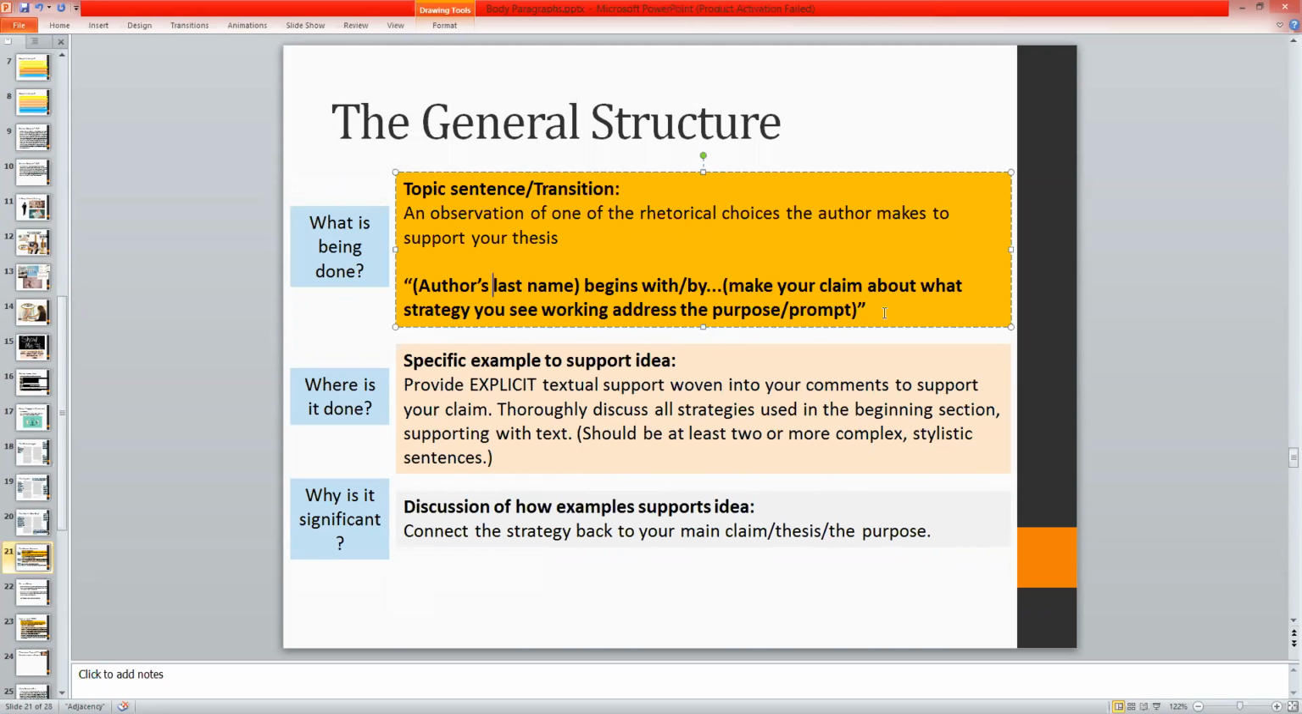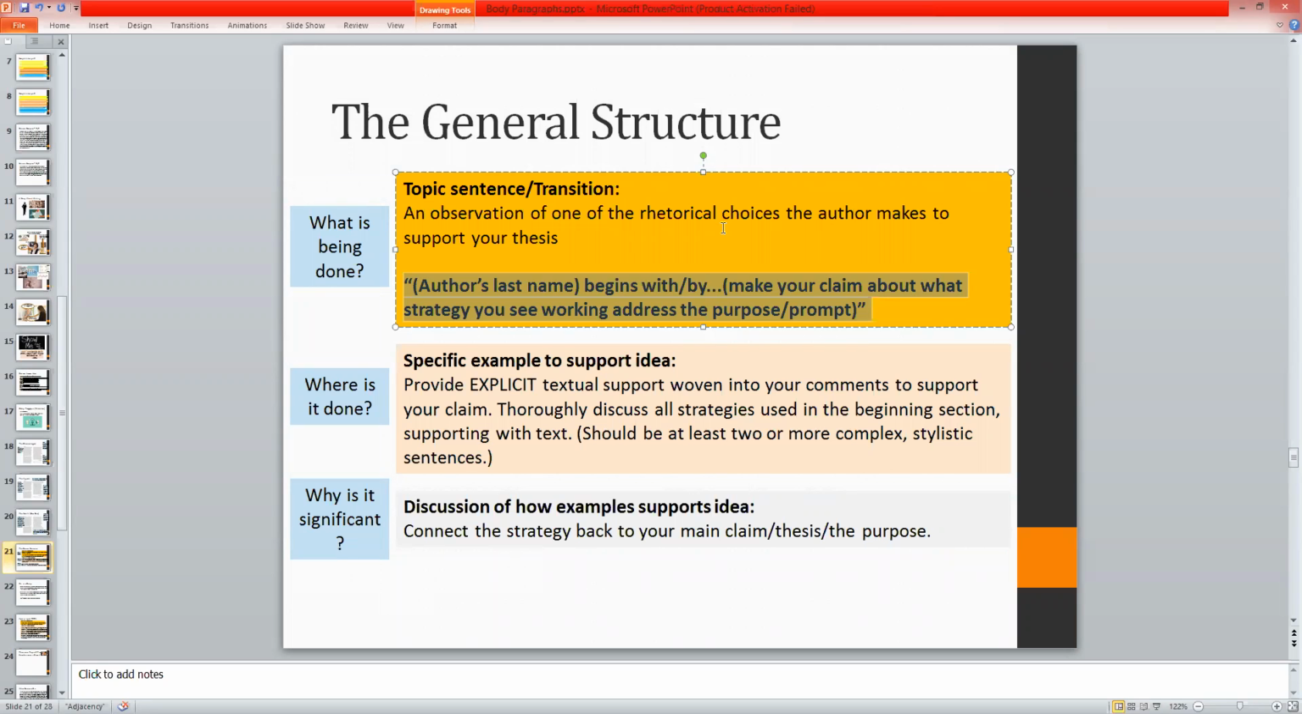I give you a sample structure to work with, especially for the first body paragraph. If you're super stuck and you're thinking, how do I start this whole thing? Here you go. Author's last name, Lewis begins by blah, blah, blah, right? That's all you gotta do to start off your entire essay, just to begin this whole thing, and chronologically we're following you through.